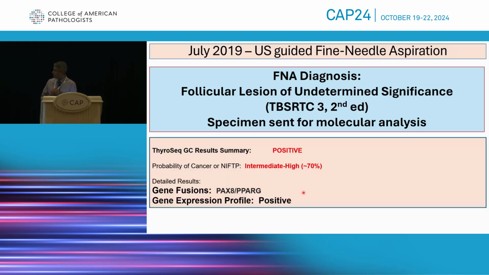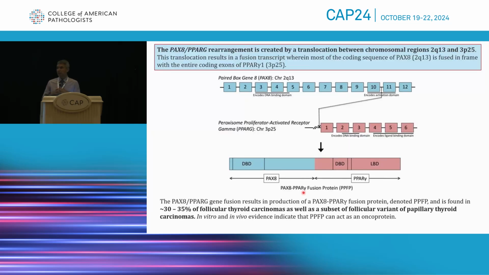And the molecular analysis came back with a PAX8-PPARG alteration, which Dr. Nicolina also talked about. Now, based upon this, the risk of malignancy from this commercial test, the highest was about 70%. Now, what is PAX8-PPARG? We know that this fusion leads to this protein formation, and this fusion is oncogenic when you're looking at thyroid tumors.